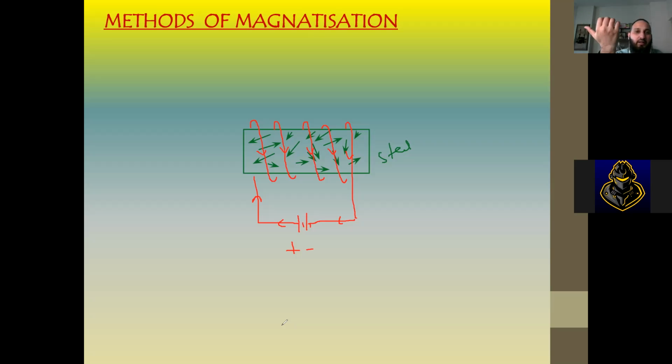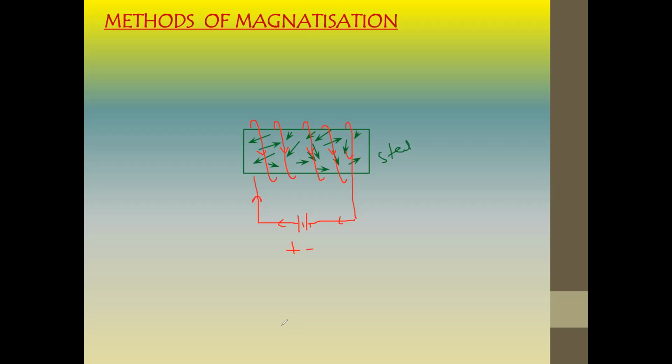Your fingers will turn in the direction of the current. Your thumb will point towards the direction of the North Pole. So fingers turn around, the thumb points towards the North Pole. When you pass the current, it will affect the arrangement of the domains, and the domains will align according to the external magnetic field. In the beginning they are not aligned, but when you pass the current, the domains will be aligned according to the external magnetic field. So as they are aligned, the material will behave like a magnet. This is known as the electrical method to make a magnet.